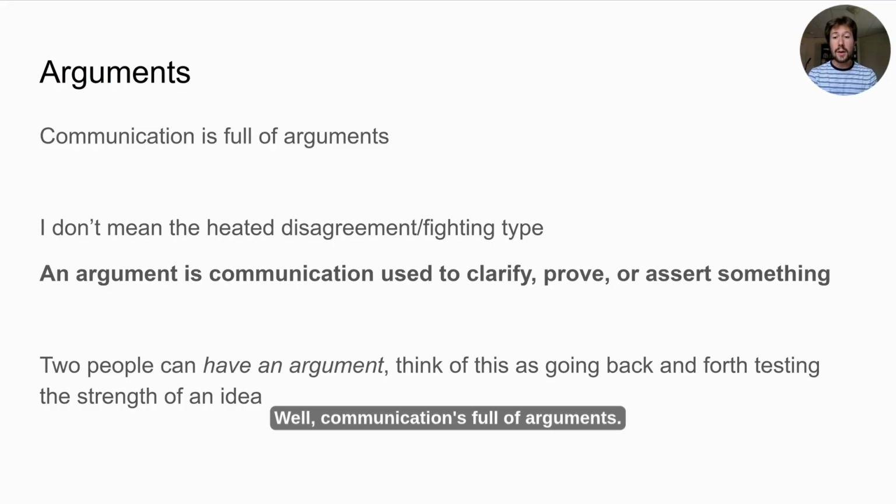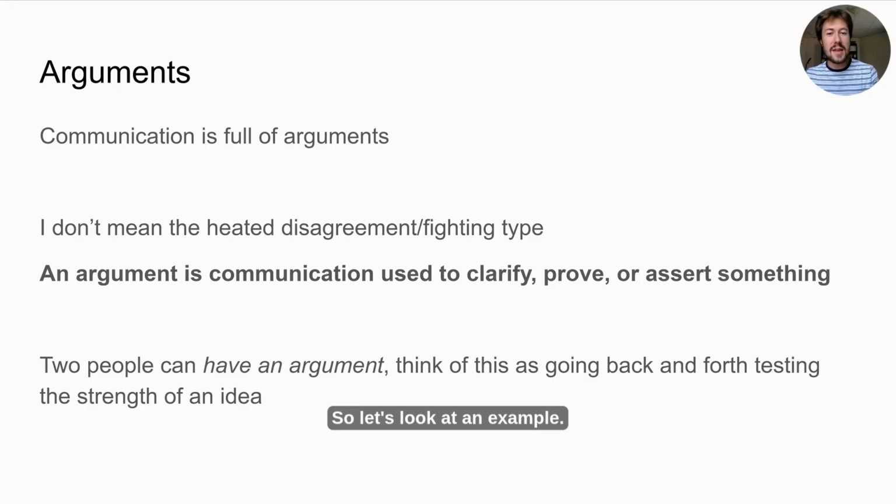Well, communication's full of arguments. I don't mean the heated disagreement fighting type. An argument is just communication used to clarify or to prove or to assert something. Two people can have an argument, but think of this as going back and forth testing the strength of an idea.